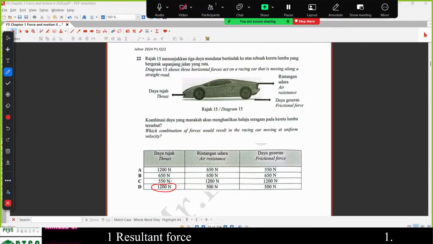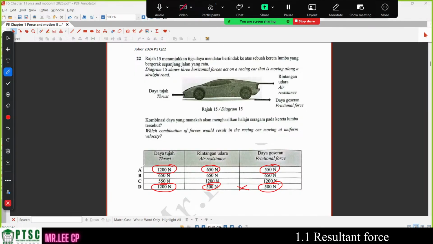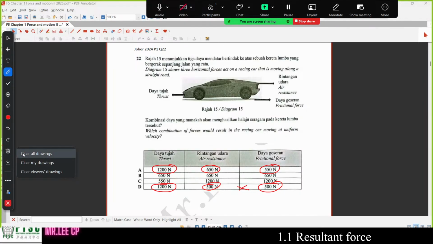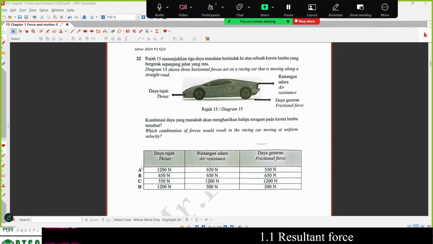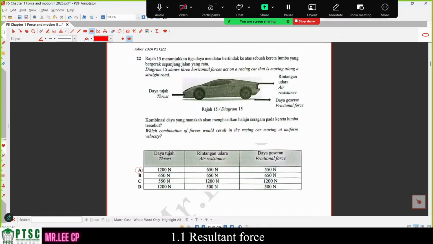Thrust 1002, 1002, 500, 500. It is not 1200, so this one is out. This one plus this one, 1200. Yeah, A, answer. Answer is A. Are you okay with this? Meaning that here 1200, this one air friction is 650, the frictional force is 550, together 1200. All right.